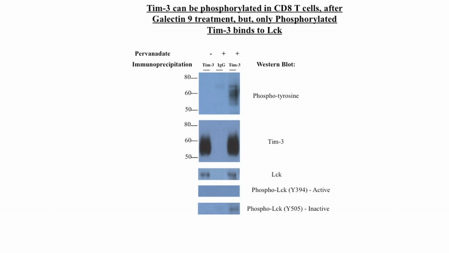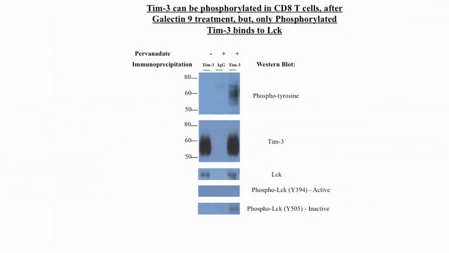This experiment is trying to see, if TIM3 is at the immune synapse, is it doing something to LCK? What we found with this Western blot is that TIM3 gets phosphorylated when you add galectin-9 to the system. So galectin-9 seems to phosphorylate TIM3. Also, if you do a co-immunoprecipitation first with TIM3 and then stain for LCK, TIM3 seems to immunoprecipitate LCK.